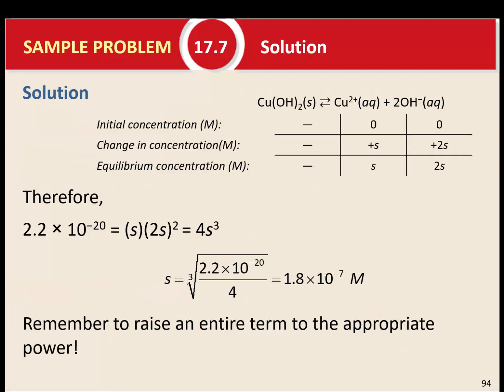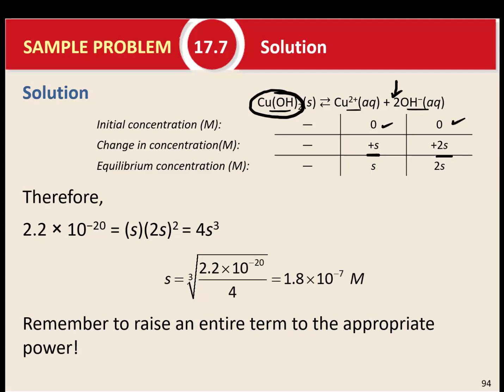So you set up an ICE table like we've been doing all this semester, or all the last 3 chapters. So here it is, my balanced chemical equation. Initially, I have 0 of the 2 ions. And then for every one of these that dissolves or dissociates, I get S amount of copper and I get 2S amount of the hydroxide because of that coefficient there.